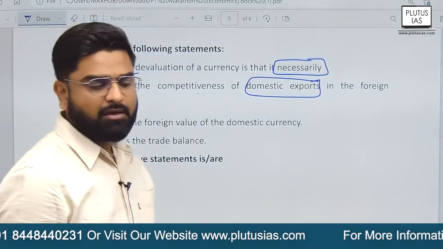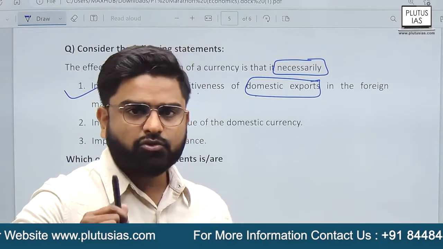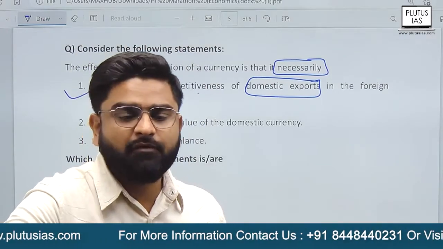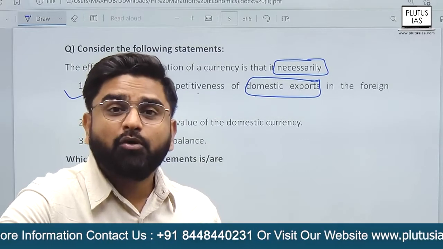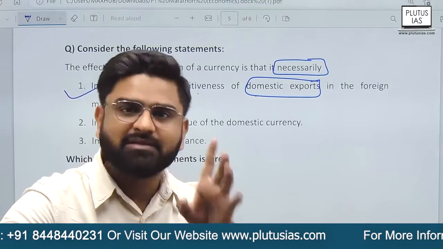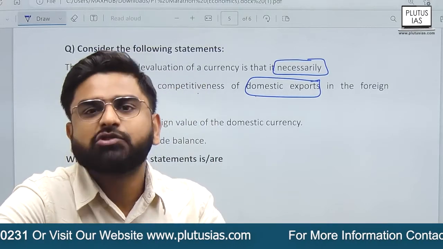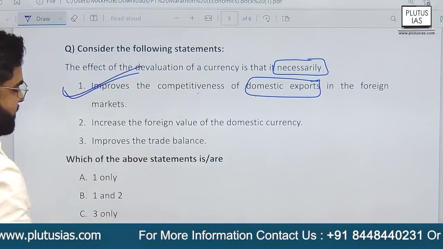Obviously, you can buy an Indian commodity at 20 rupees today. This pen costs 20 rupees and 20 rupees is $1, so you can buy one pen with $1. Tomorrow 40 rupees becomes $1, then you can buy two pens with the same $1. So obviously your export will increase. Common sense. So with devaluation of currency this definitely happens.